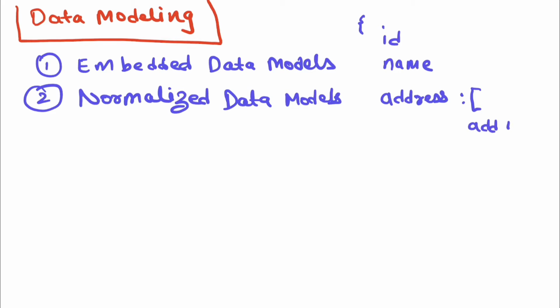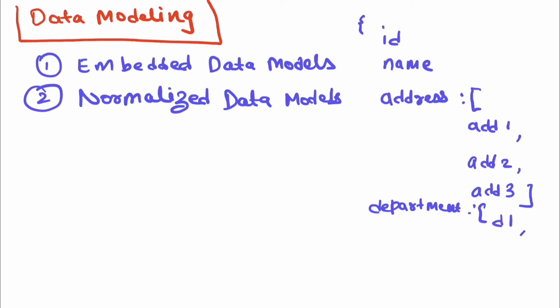Address 1 could be, let's say, city, street, anything, and then you have address 2, and then address 3. So you can have a list of addresses, and then you have a department. Now department, let's say this is also a list where some employees can belong to one department and some employees can belong to multiple departments also. So let's say it's department 1, department 2, like this. This is your document which you want to store.